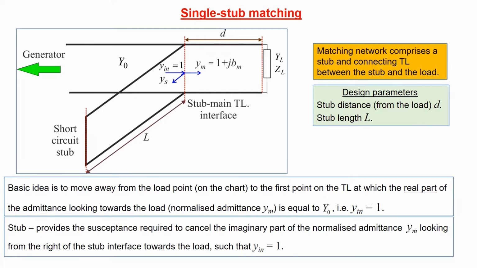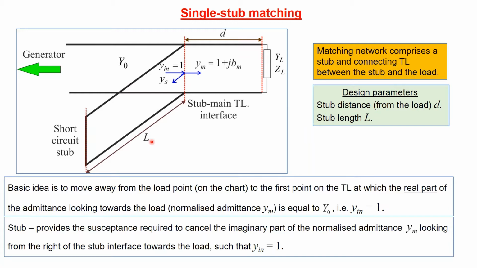So what we do is we include an impedance matching network, which for this scenario consists of a length of transmission line of some length little d, a design parameter. And then at the interface here, we connect a stub. In this case, a short circuit stub, but an open circuit stub could also be used. We're just going to deal with the short circuit stub case. And its length, capital L, is also a design parameter.